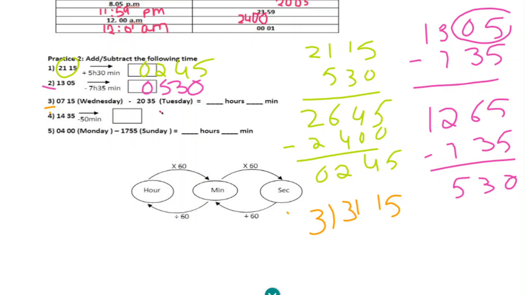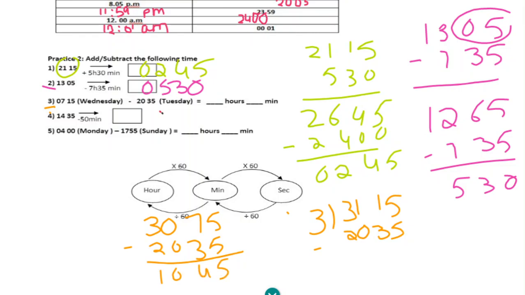So 3115 minus 2035. Again, we can't subtract 35 from 15 because 15 is a smaller number. Instead I write 30, give 60 minutes to 15, we'll get 75. Now subtract these two and we get 10 hours 40 minutes. So 10:40 is the answer. 10 hours 40 minutes.